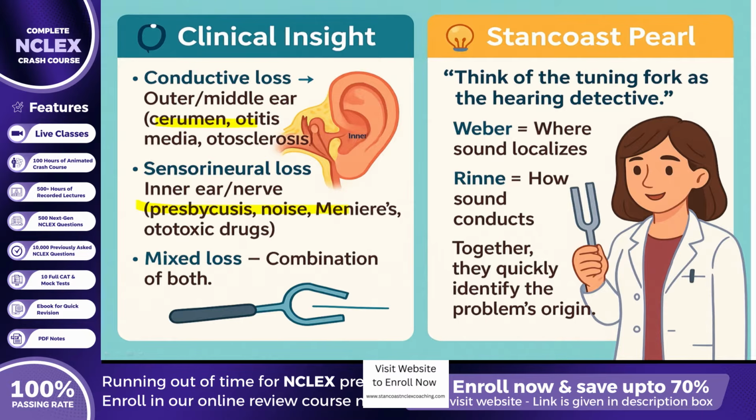Here is your Stand-Coast Pearl. Think of the tuning fork as the hearing detective. The Weber test tells you where the sound localizes, while the Rinne test tells you how the ear conducts it. Together, they reveal whether the issue lies in the sound pathway, meaning conductive loss, or in the nerve, meaning sensorineural loss. This memory trick can anchor your understanding when answering NCLEX questions on auditory assessment.